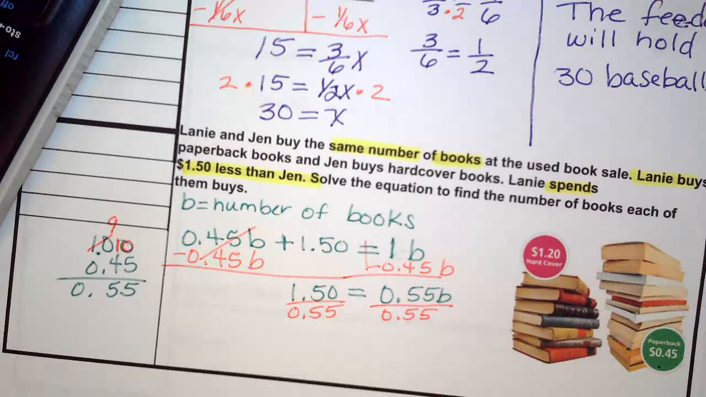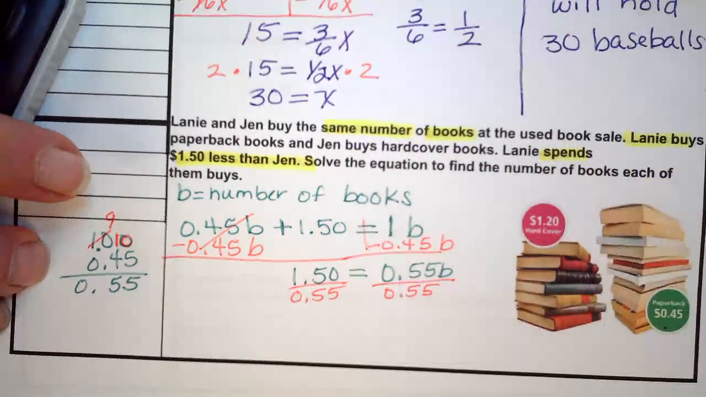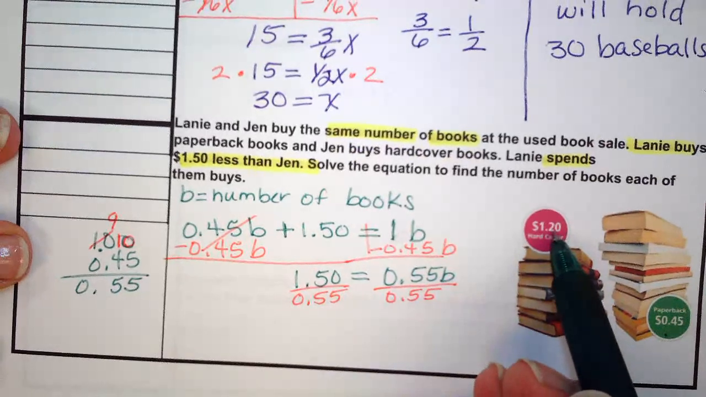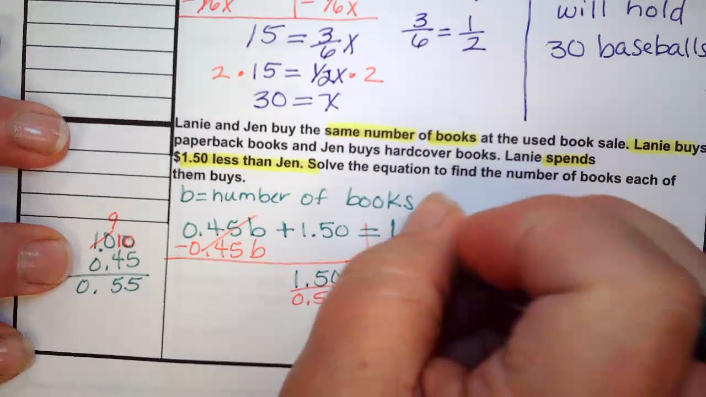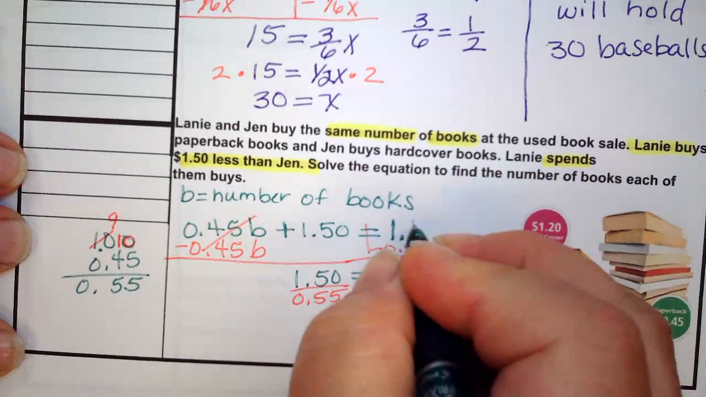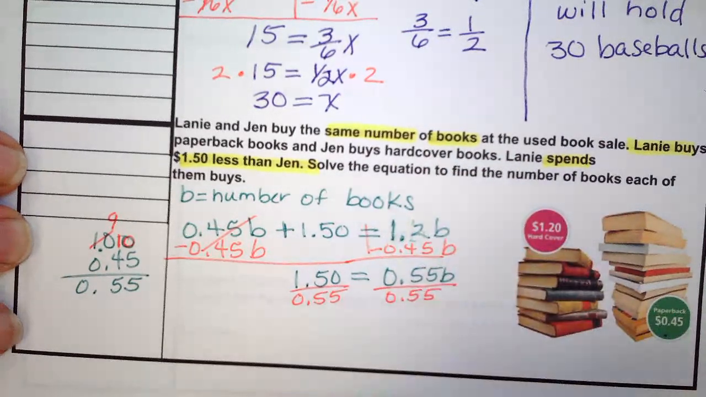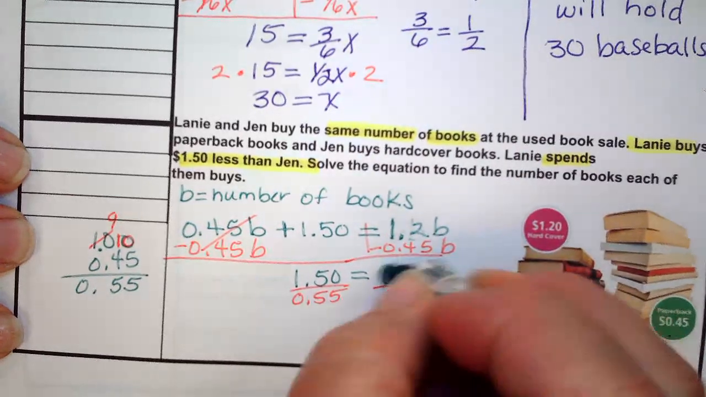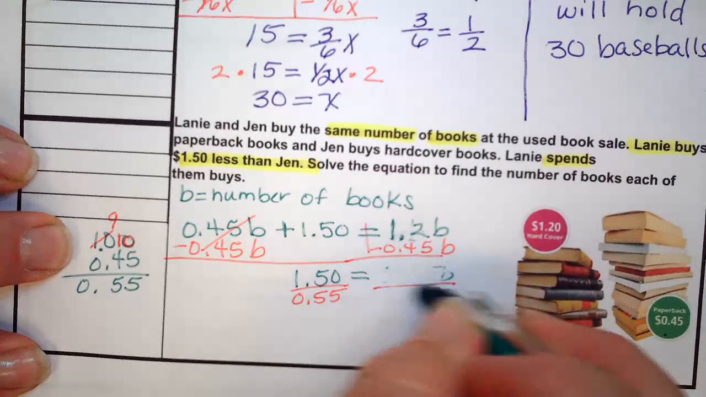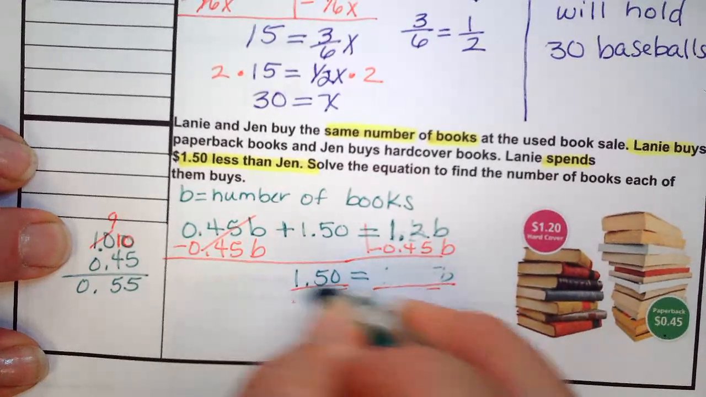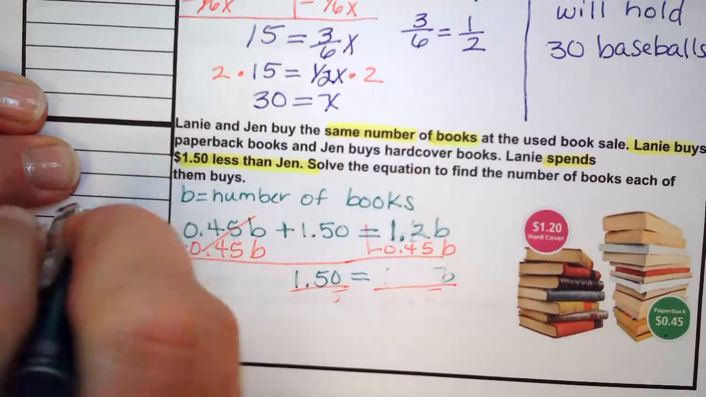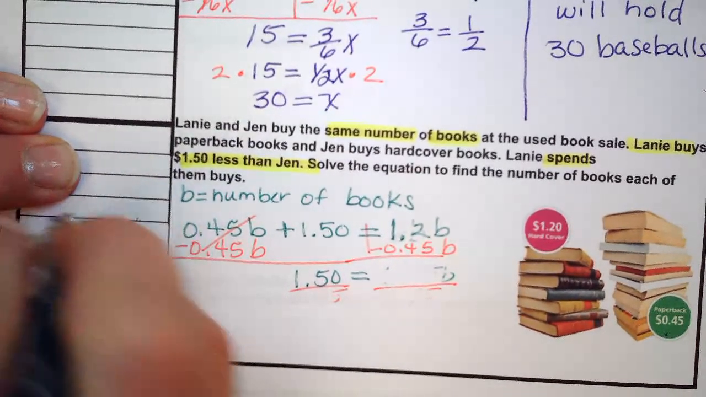So if you're looking, I made a mistake. Instead of being 1b, how much does she pay for each of her books? It's 1.2. Okay, so this will give us a different answer here. And then it will work out correctly.